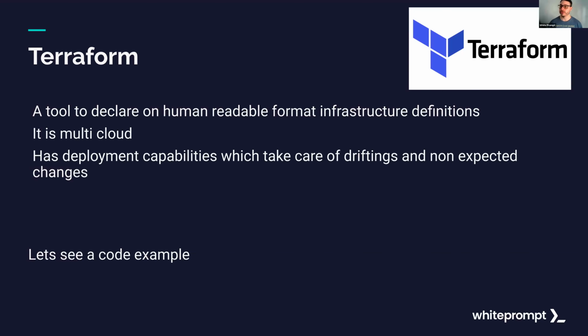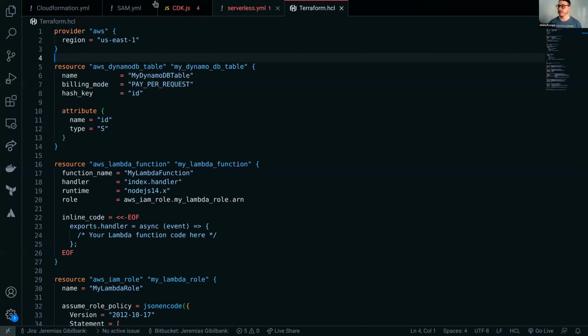Lastly, I want to talk about Terraform. Terraform is a tool to declare infrastructure definitions in a human-readable format. It is multi-cloud, it has deployment capabilities, and it will take care of drift and unexpected changes. Again, let's see a code example on Terraform. This is HCL, the Terraform language, and this is an HCL file. I have the plugin installed in my VS Code so I can have color coding.